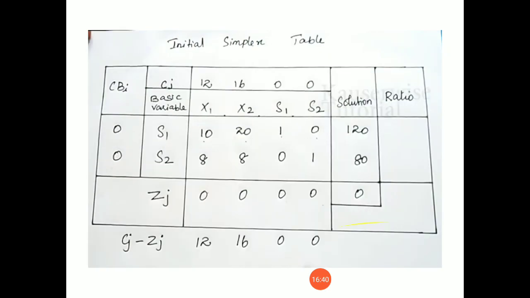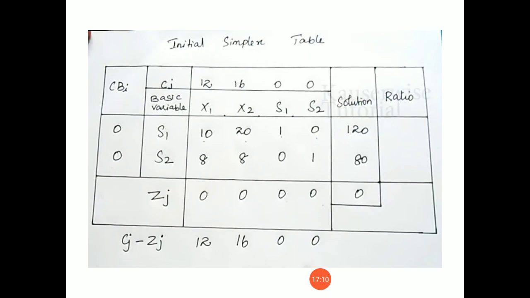Now the next step is I need to find Cj minus Zj. Cj, as I've told you, is the first row, that is the objective function coefficients, and Zj we have already found. So the next step is to find Cj minus Zj. The first element is 12. How did it come? Cj is 12 and the corresponding element of Zj is 0. So 12 minus 0 is 12.